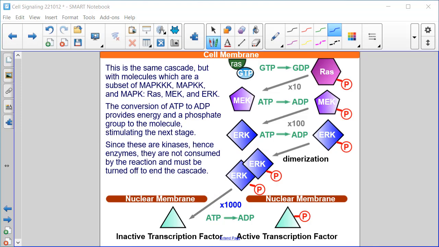This is the same cascade, but with the actual molecules, which are a subset of the types, MAPKKK, MAPKK, MAPK. So the MAPKKK is this RAS, MAPKK is MEK, and MAPK is ERK. The conversion of ATP to ADP provides energy and a phosphate group to the molecule, stimulating the next stage. Since these are kinases, hence enzymes, they are not consumed by the reaction and must be turned off to end the cascade.